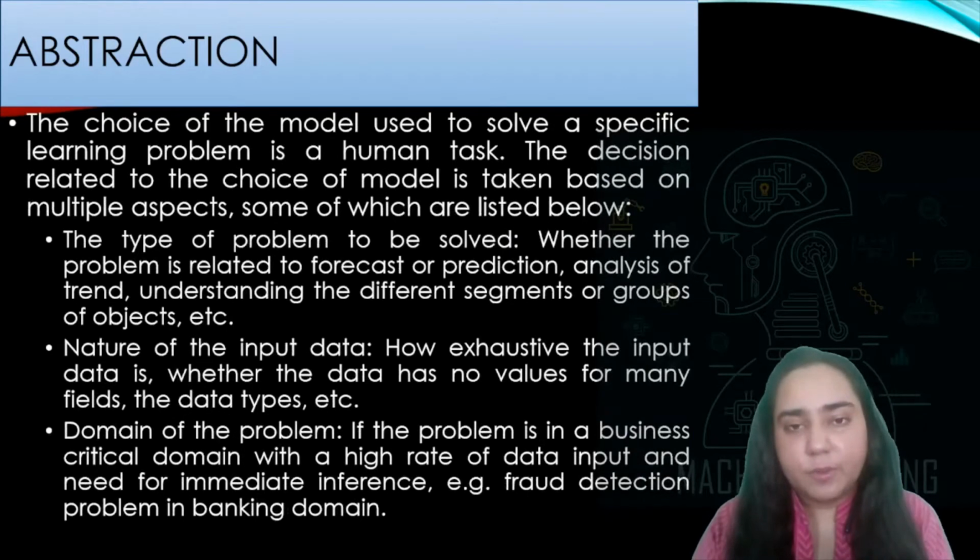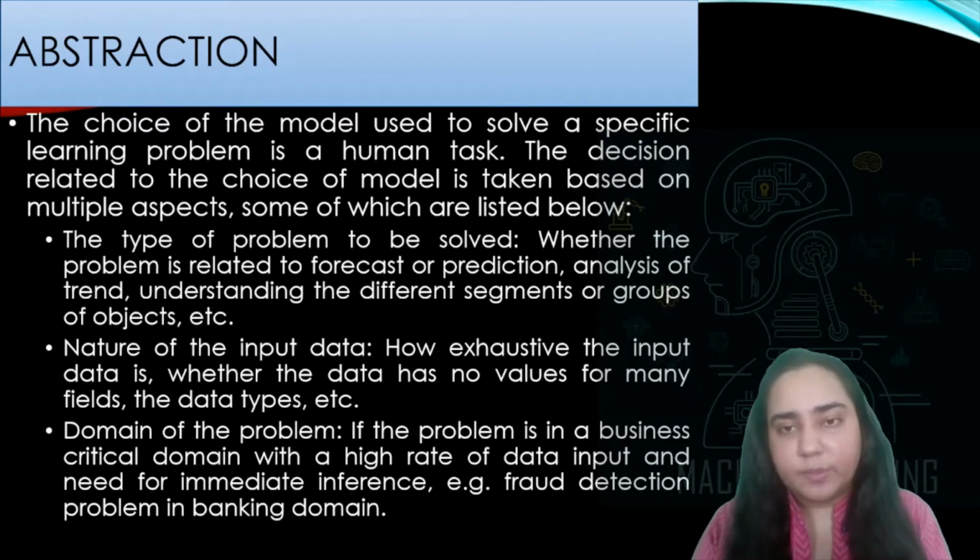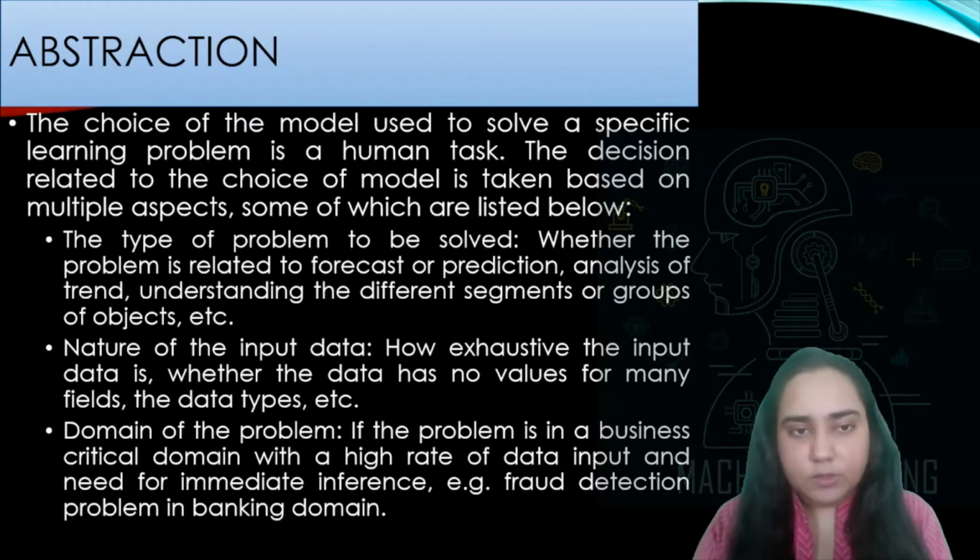The choice of the model used to solve a specific learning problem is a human task. Okay, so this is not something that the machine selects for itself. Human beings are always going to be required to do such a thing. The machine is not going to know which model exactly to pick. So we are supposed to pick that model and then create a program for that. And the decision related to the choice of the model is taken based on multiple aspects. And some of those aspects we are going to see here.